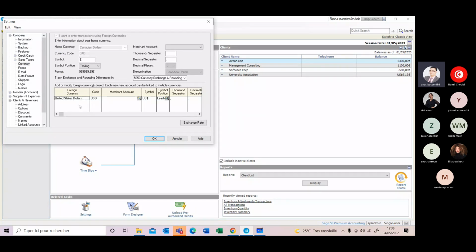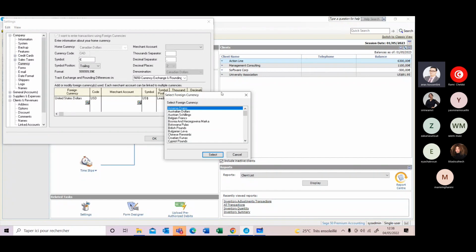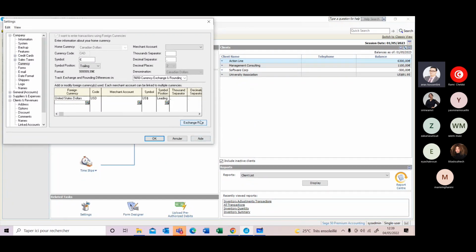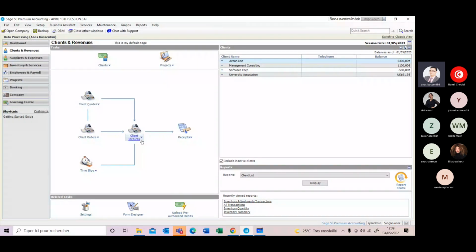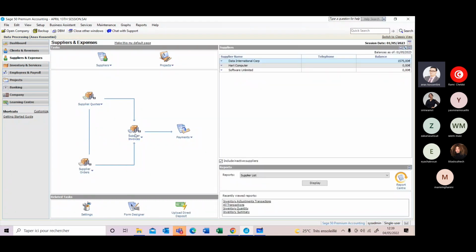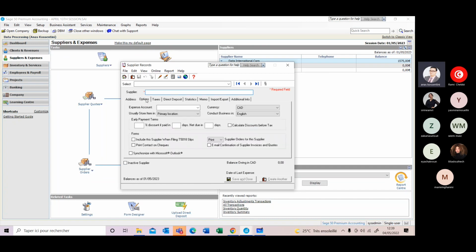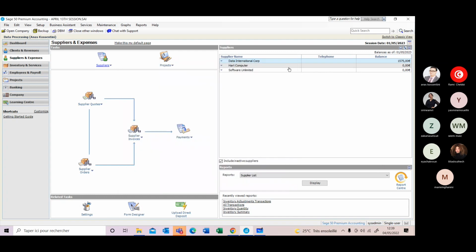You choose which currency you want to add, right? And then you go for the exchange rate. You select the exchange rate and you put the exchange rate and etc. Step 2 is you create the client or supplier, if it's the supplier who gives you an invoice using another foreign currency. So you choose, you create a supplier, you add a supplier. As usual in the options you have the right to choose the currency that you added. Here we have 2 currencies, the Canadian dollar and US dollar. Make sense?